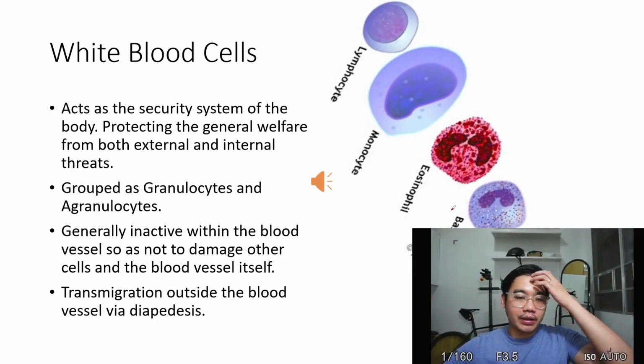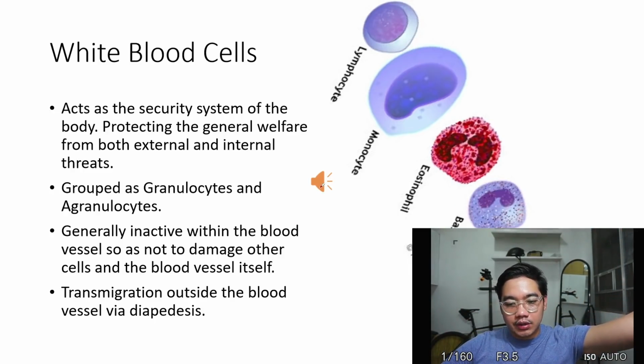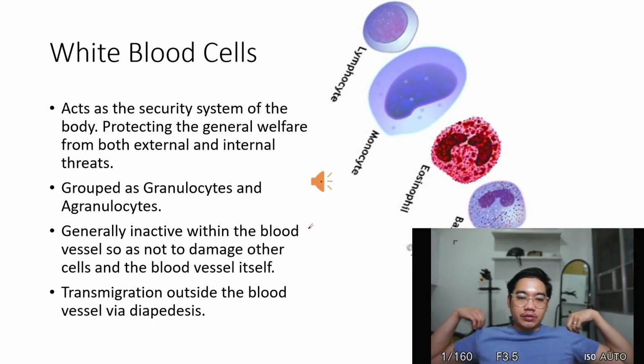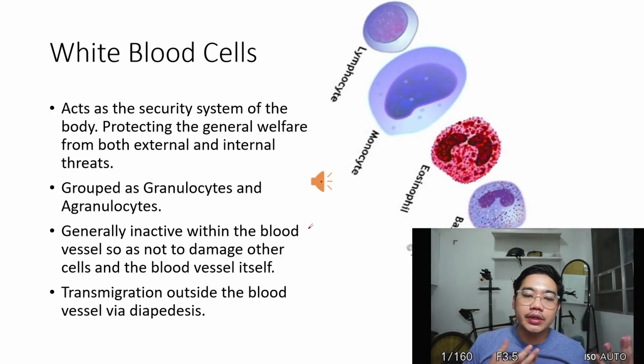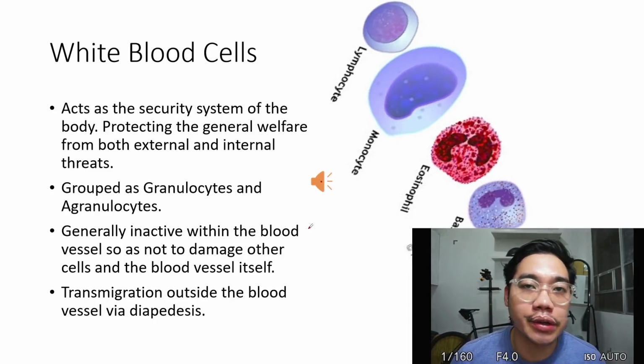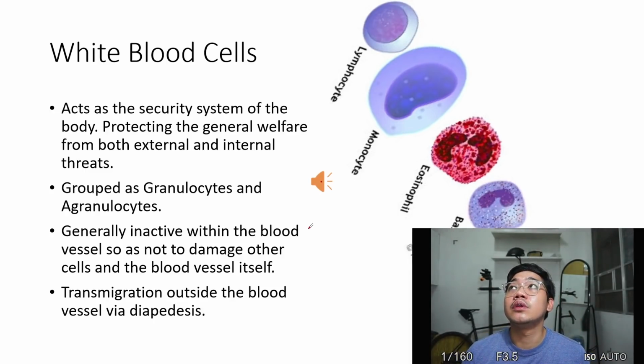Okay, next. So your white blood cells act as the security system, protecting from both external and internal threats. Your external threats are pathogens, like Bacillus anthracis or Clostridium tetani when you step on a nail. And your internal threats are cancer, your malignant cells. They are generally inactive within the blood.